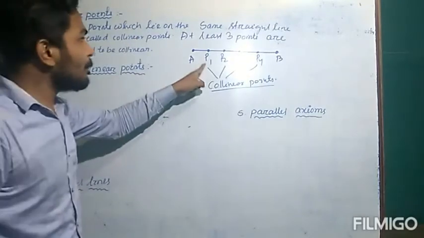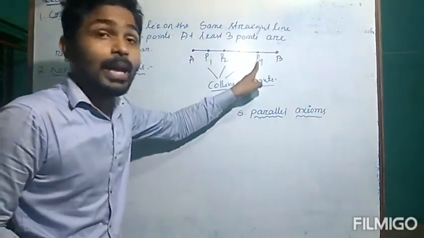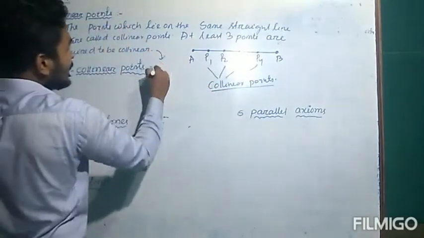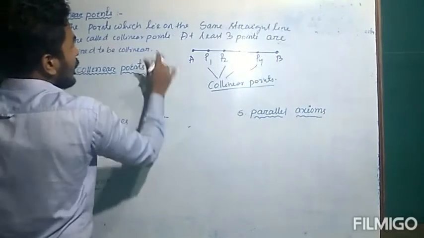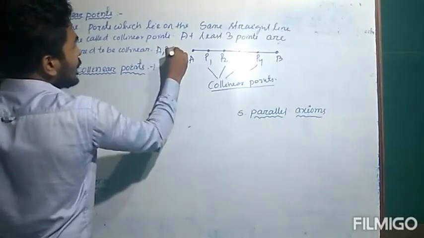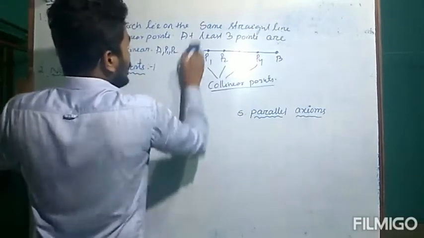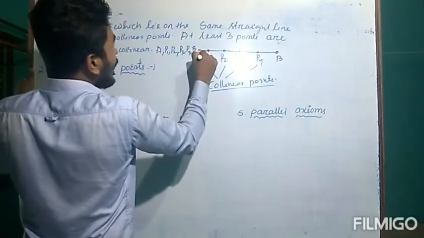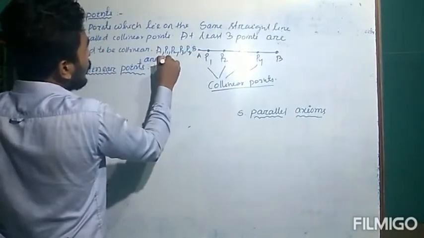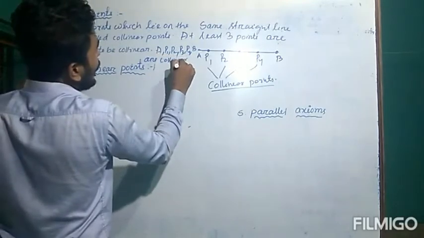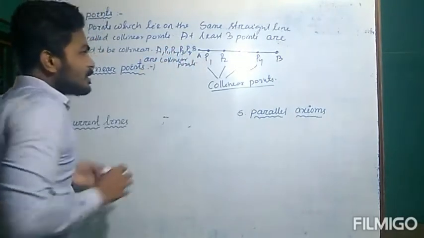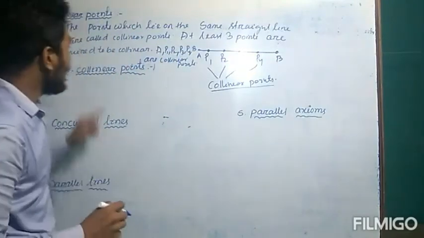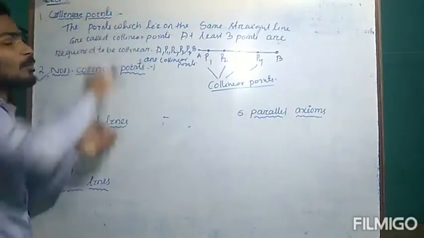So here the points P1, P2, P3, P4 as well as A and B are collinear points. Write it: A, P1, P2, P3, P4 and B are collinear points. Understood? Next term is non-collinear points. Non-collinear points are the opposite of collinear points.